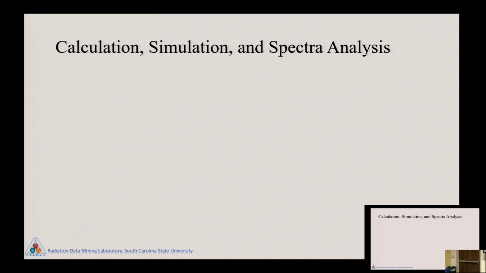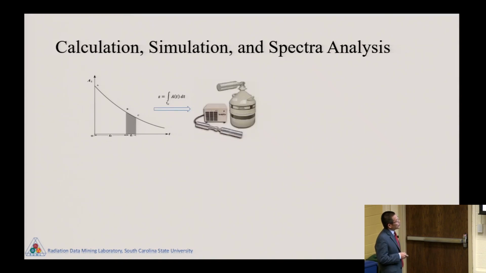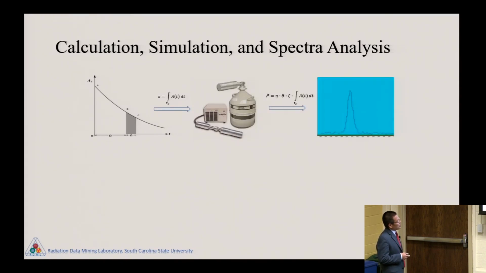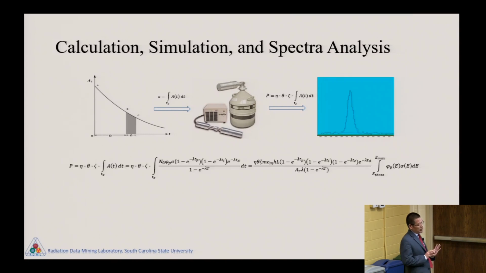And with computer simulation, you get the photon flux. And here is our activity. In this period, we use a germanium detector to get the spectrum and get a peak. And the peak area is related to this activity by this equation. The peak area will be equal to this.